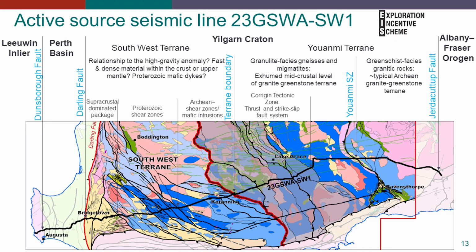The Coreg tectonic zone is interpreted to start from here to there, and we see a series of major structures running across. And then we will image the terrane boundary at this point, and then we enter the Southwest Terrane. And the Southwest Terrane from here to the Darling Fault can be broadly divided into three main domains.